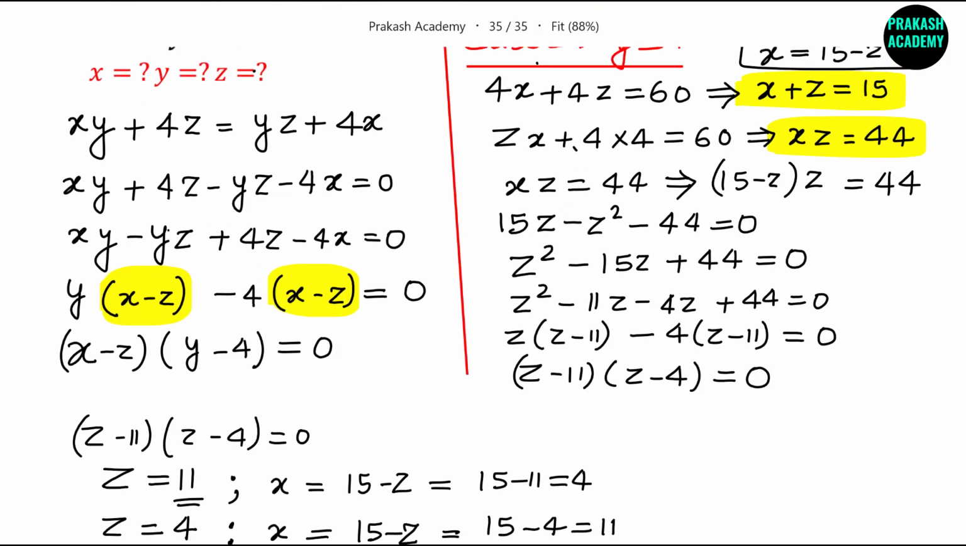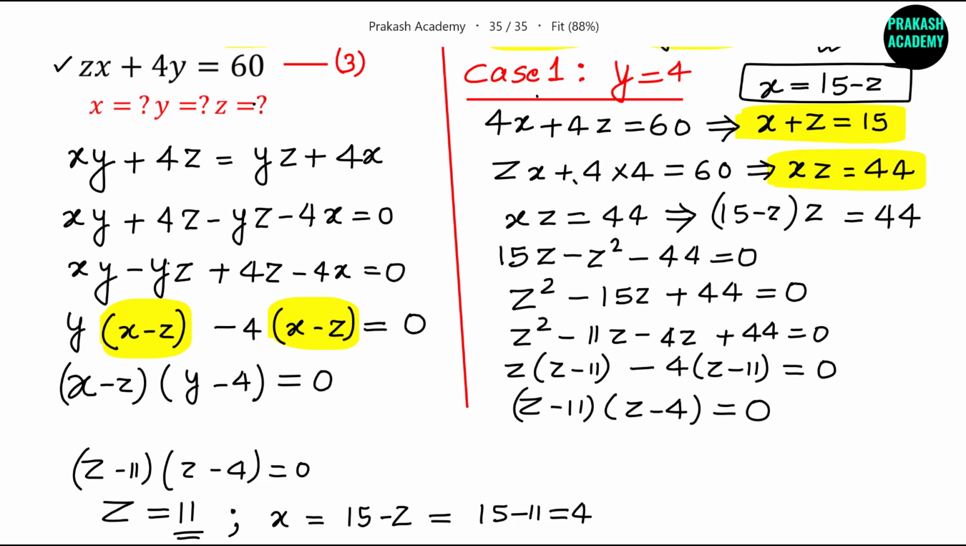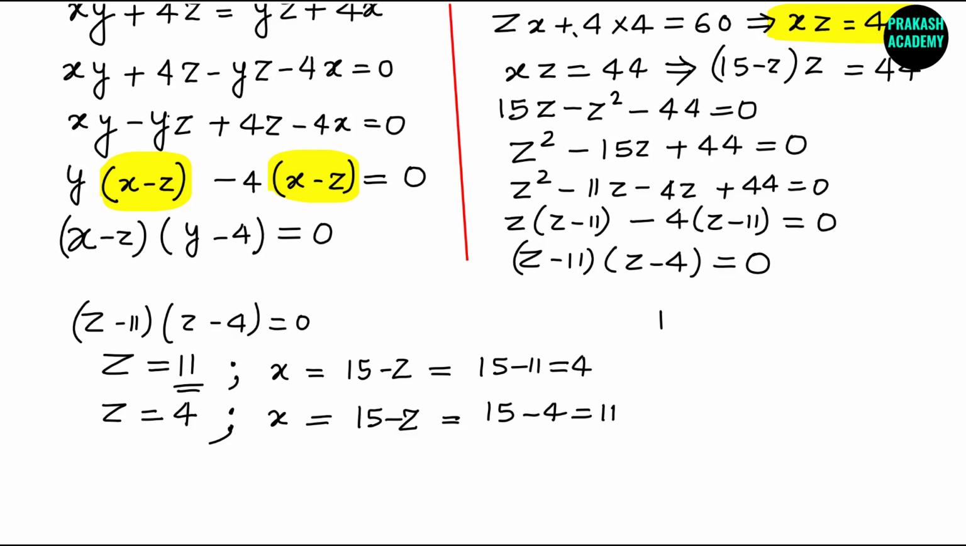So when you have y = 4, there are two possible values of z. Both values correspond to y = 4. One value is 4, another value is 11. Now similarly we can find the value for x. Sorry, we have already calculated the value of x, and we have also calculated the value of y, so y = 4, and then we have also calculated the value of z.